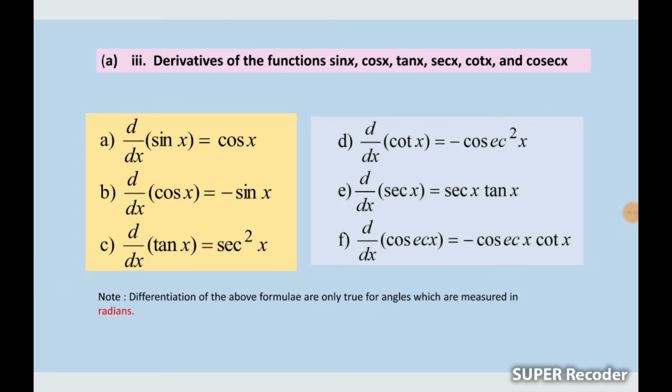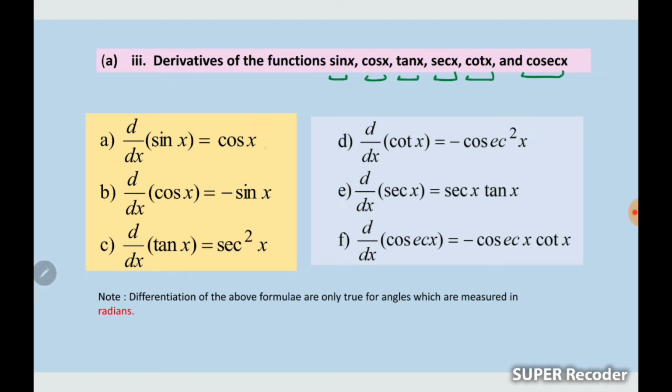Okay, so now we move to the next differentiation, that is differentiation of trigonometric functions. So the 6 trigonometric functions here are sin x, cos x, tangent x, secant x, cotangent x, and cosecant x. So we will differentiate each term here. You have to memorize this formula.